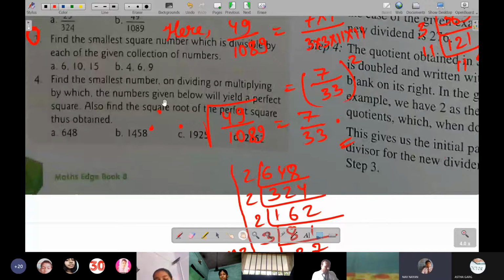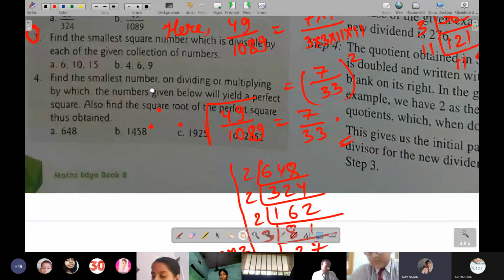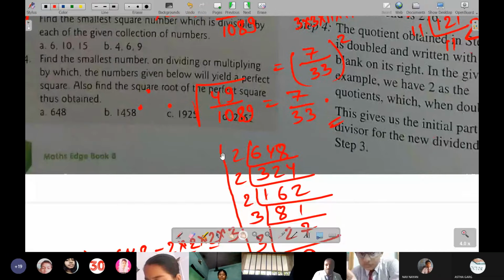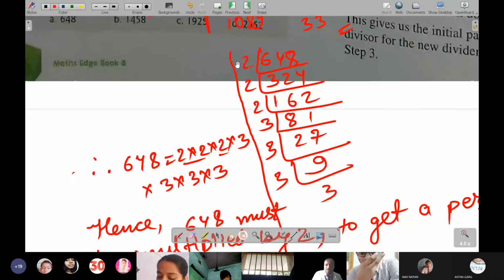Sir, but there is 18 also. 18 was also there. Okay, when it has been said multiply and divide, of course. Sir, but there is dividing. Yes, sir. So now you can say, again, why should we divide to get a perfect square? Because it has been said in the question itself. If you will see the question, it has been said by which number it should be multiplied or divided.